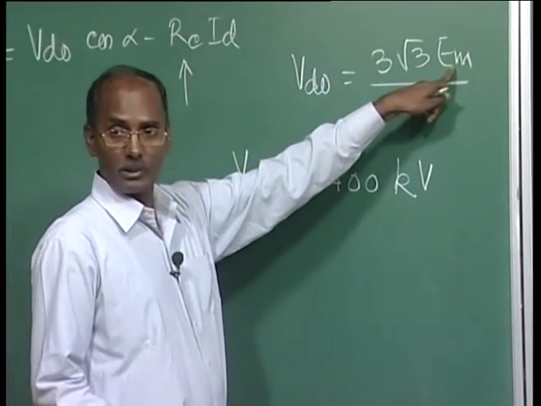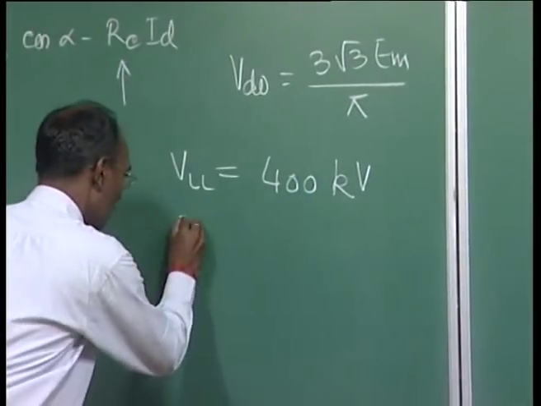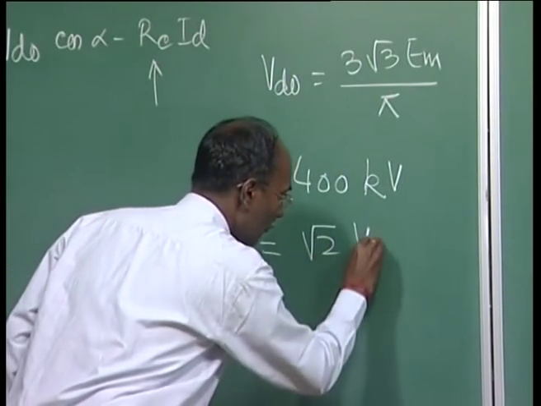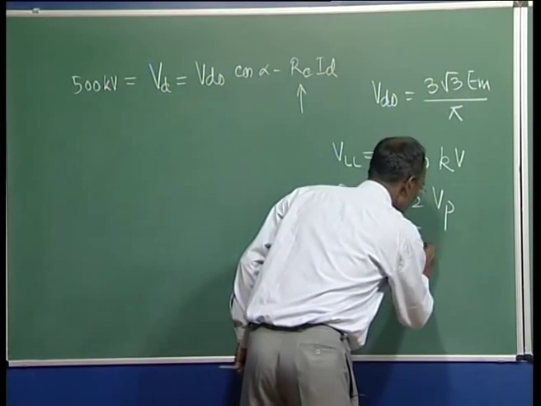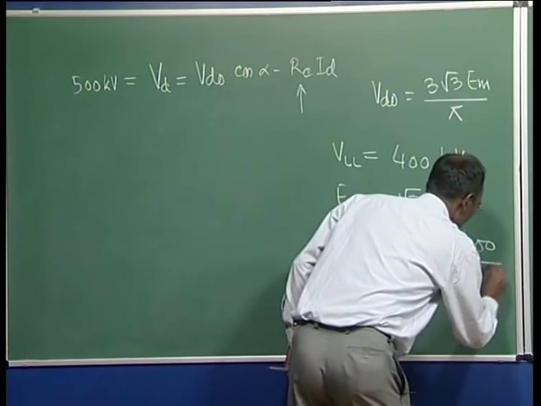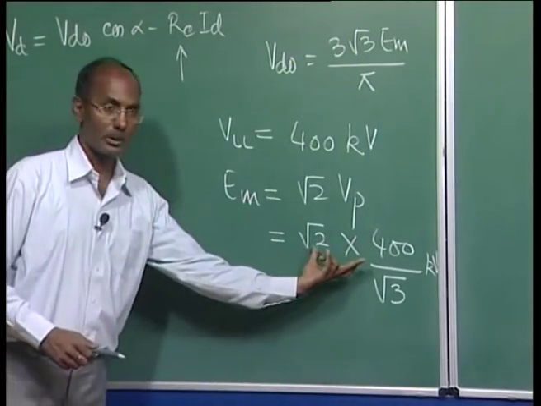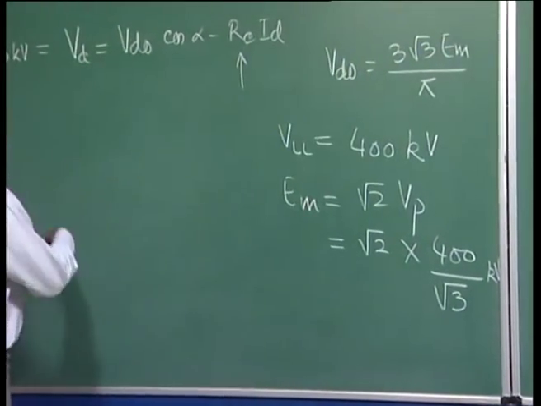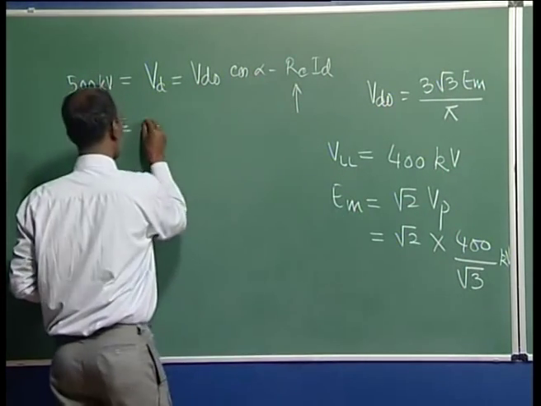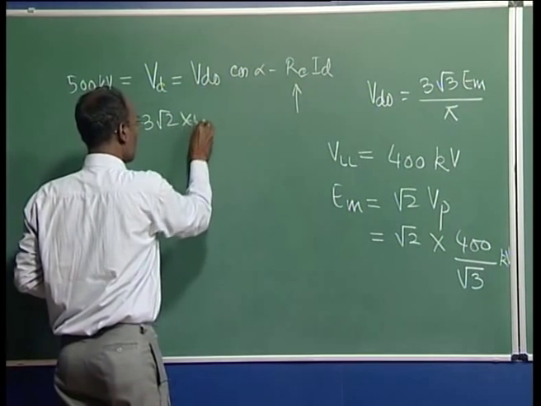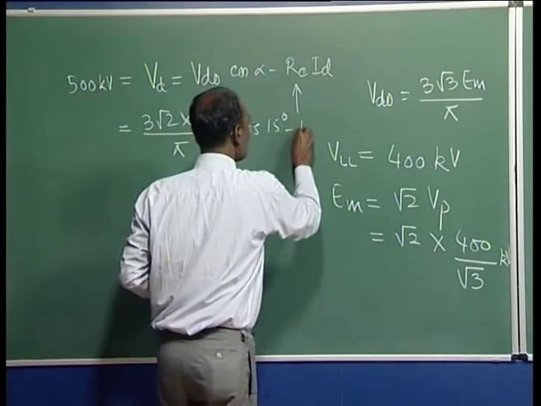Here E_M is the phase voltage magnitude, so E_M is root 2 times the phase voltage. The phase voltage is 400 over root 3, in kilovolt. So you should write E_M in this expression, and then put this value in. The root 3 is cancelled, and we have 3 root 2 into 400 divided by pi, times cos 15 degrees, minus R_C.